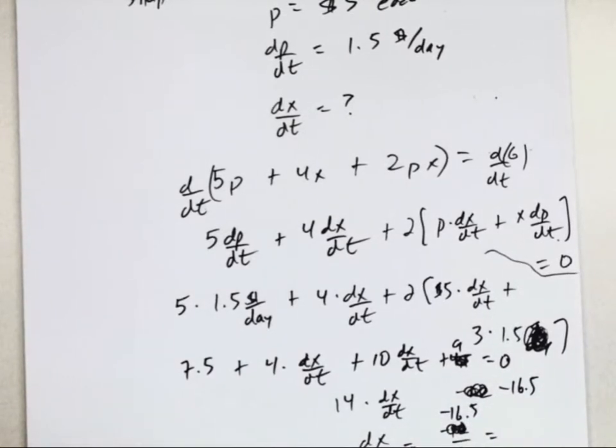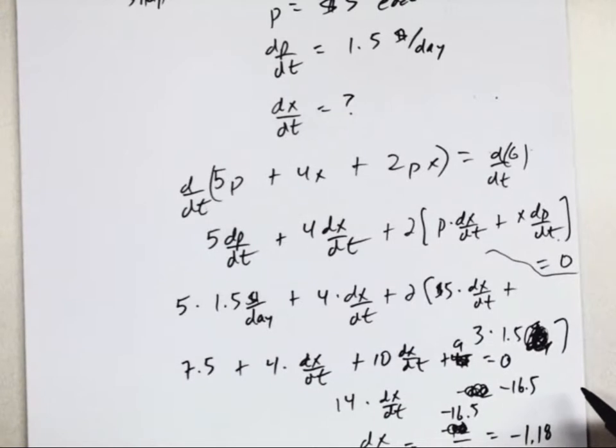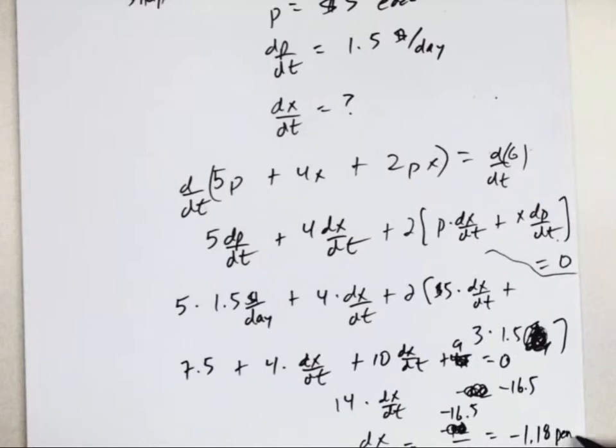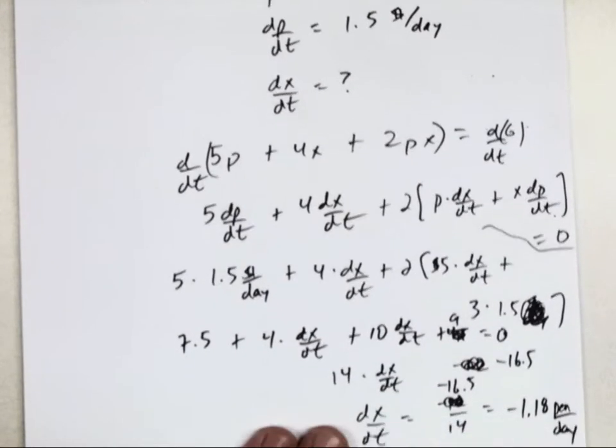Now let's see if that looks more like the correct answer. I have the correct answer here, so that's why I can check. And that's correct. Negative 1.18 pencils per day.